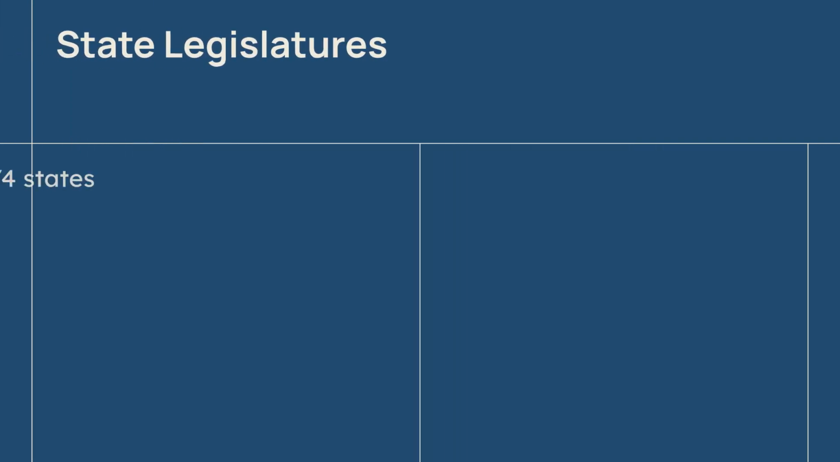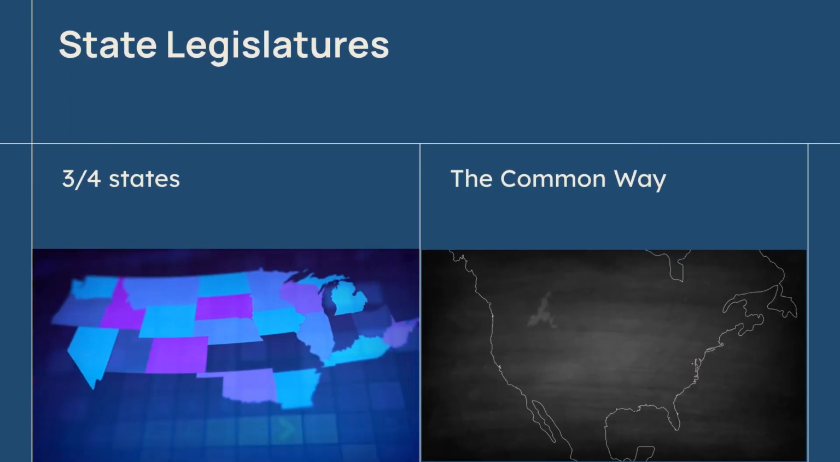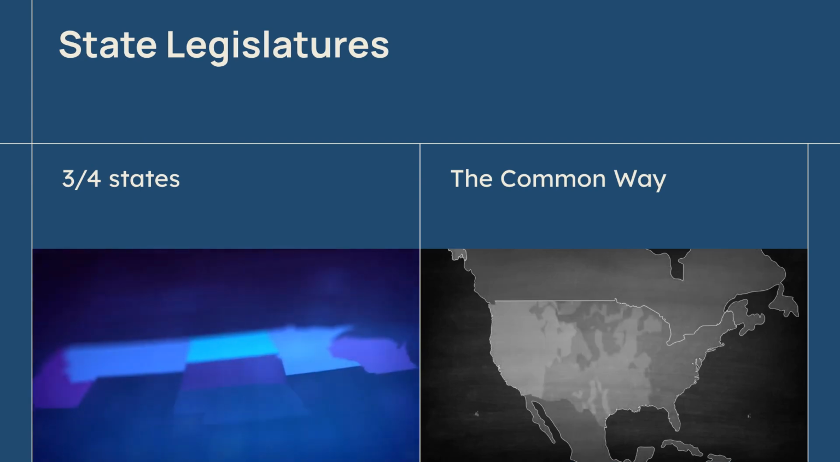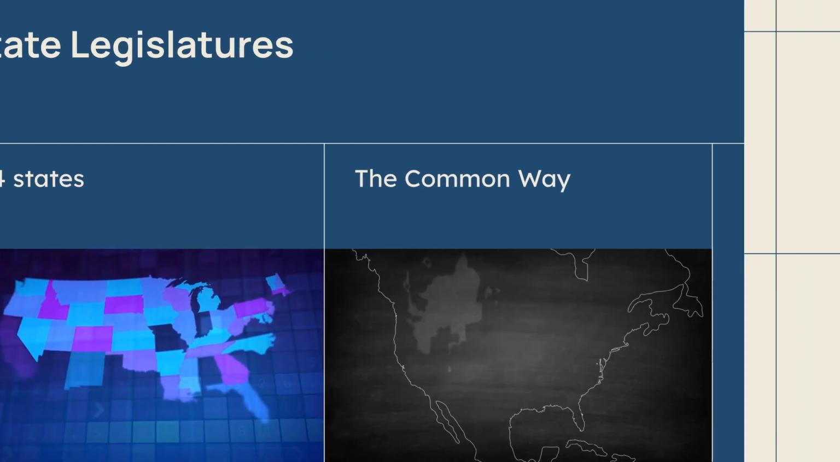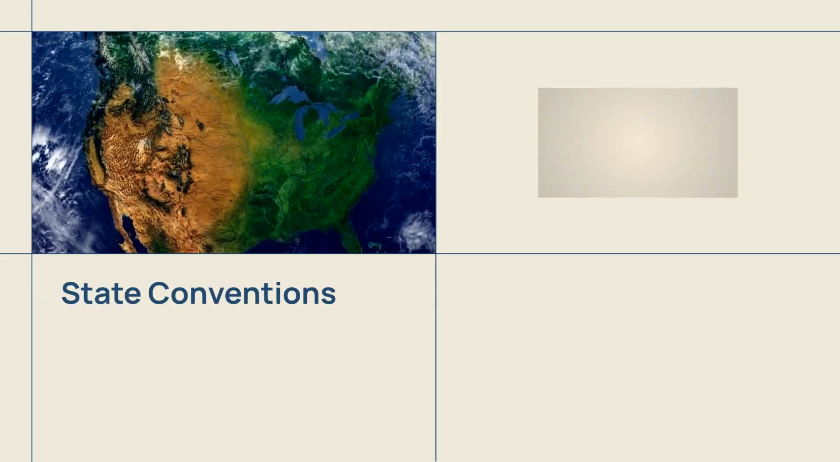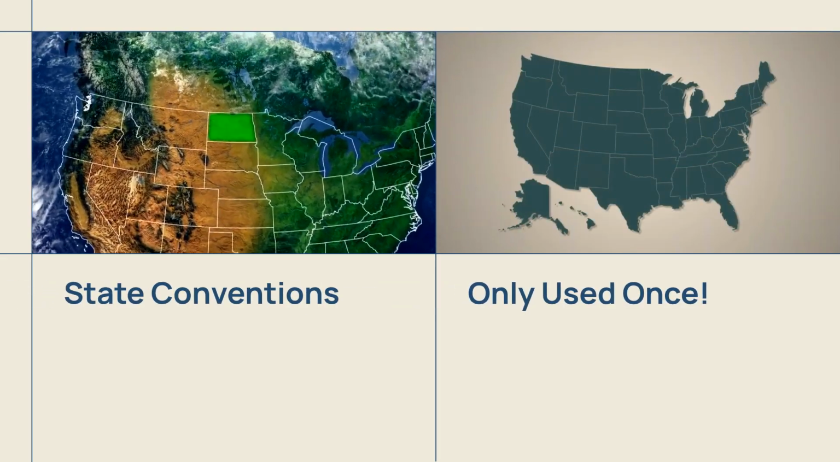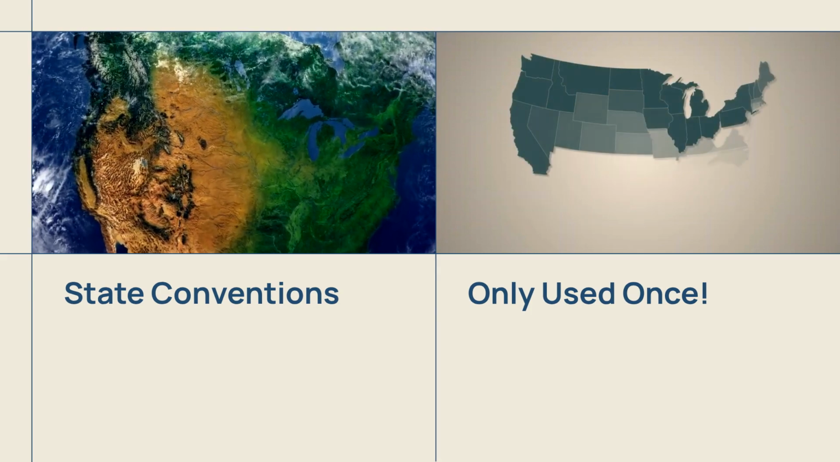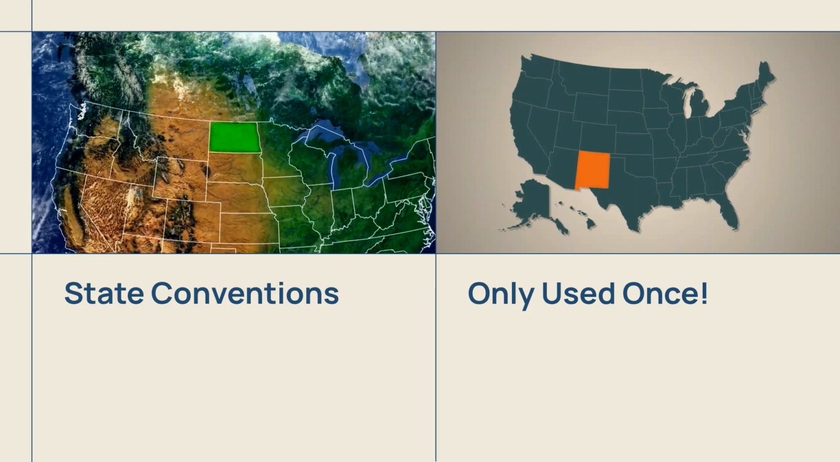Most amendments, 26 out of 27, have been ratified by 3/4 of the state legislatures. This means 38 states have to say yes. The other way is through special state conventions. This has only been used once for the 21st Amendment, which ended prohibition, because they thought it would better reflect the will of the people.